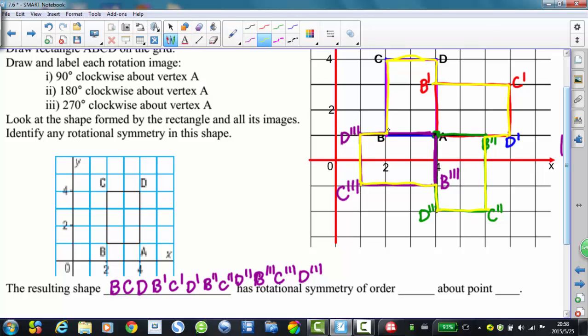Let's look at this big yellow one. If this yellow one has a rotational symmetry, if you rotate this big one, you will see the big one has a rotational symmetry of order 4, about point A. So point A is in the central part. So point A is the rotation center for this yellow shape.